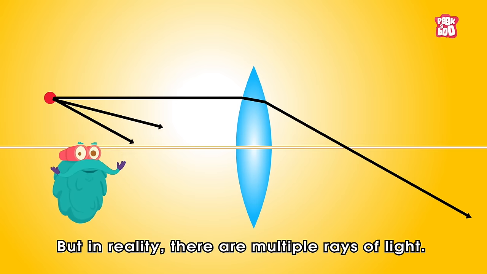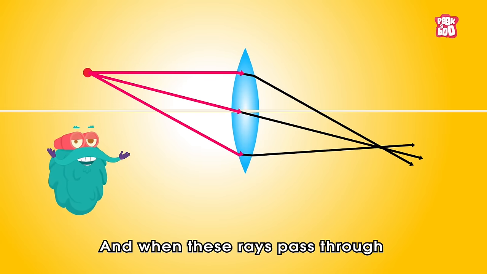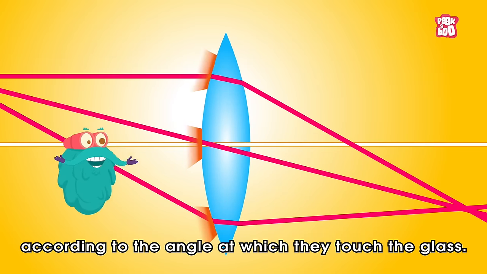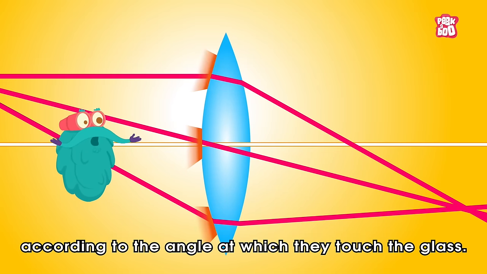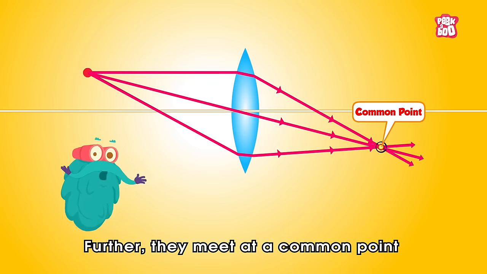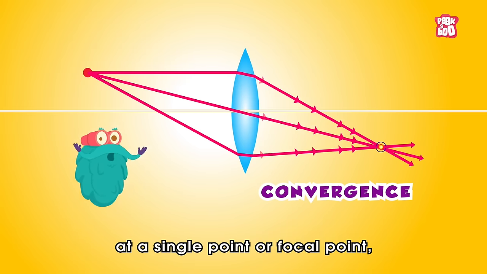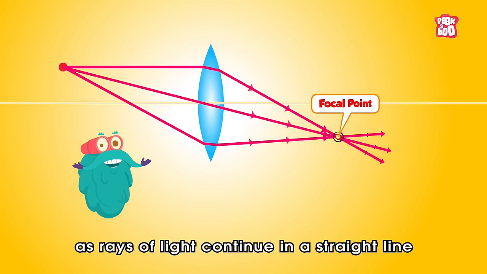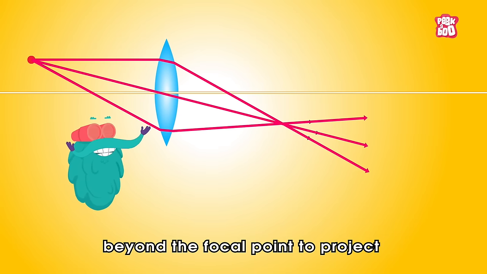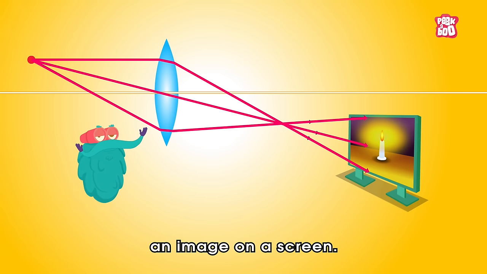But in reality, there are multiple rays of light. And when these rays pass through the convex lens, they are refracted according to the angle at which they touch the glass. Further, they meet at a common point, also known as convergence, at a single point or focal point, as rays of light continue in a straight line beyond the focal point to project an image on a screen.